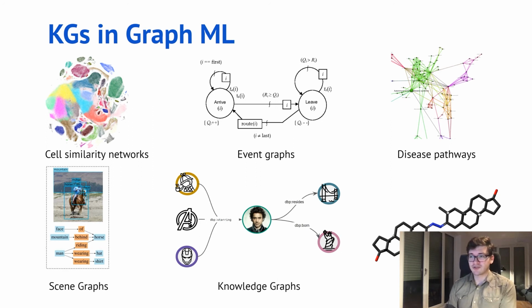And here knowledge graphs are, of course, one of different kinds of graphs existing in the community. In addition to knowledge graphs, there are scene graphs. We have already seen them. There are some biomedical graphs.